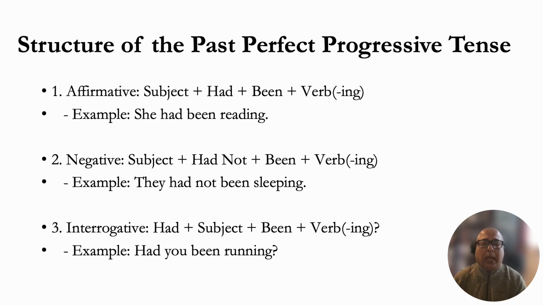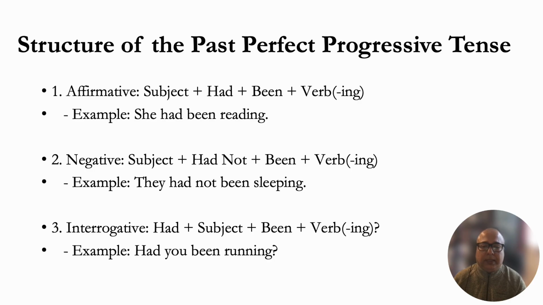Okay? How do we structure the past perfect progressive tense? It is structured in affirmative sentences: subject plus had and been, right? And the verb is ing. And you know why that is, right? Because it's an ongoing action. It's the past perfect progressive tense. So she had been reading, right? They had been sleeping. Negative.